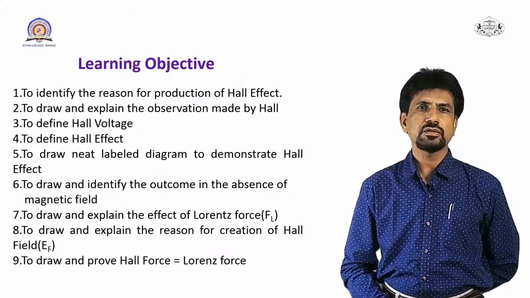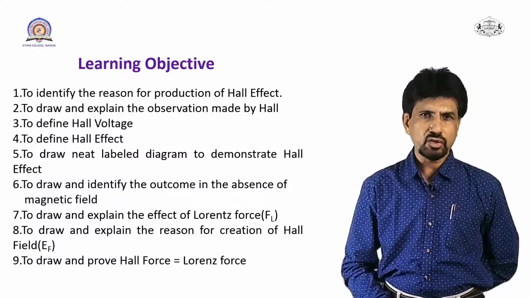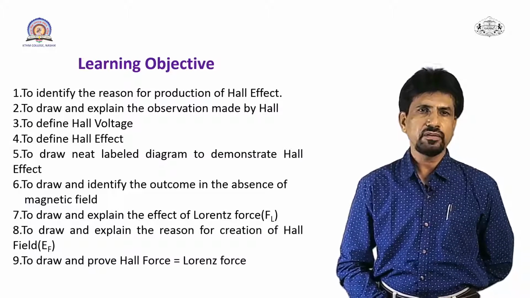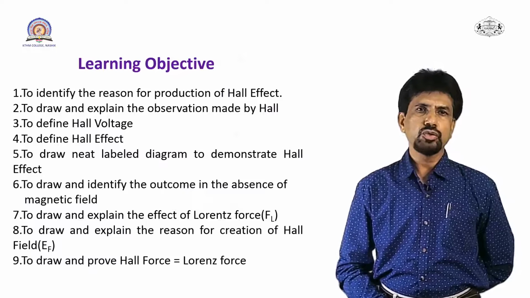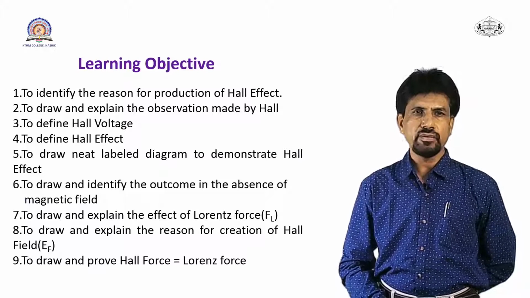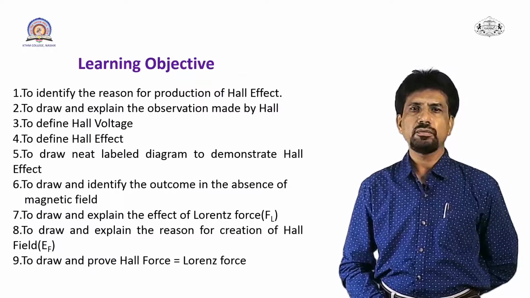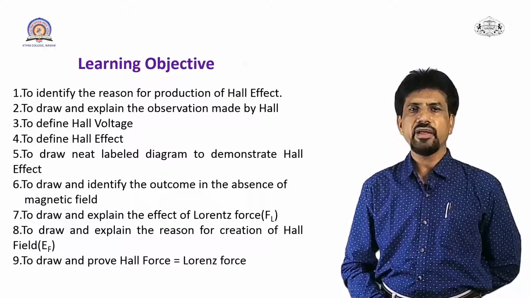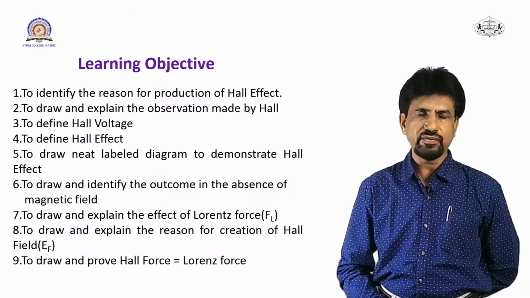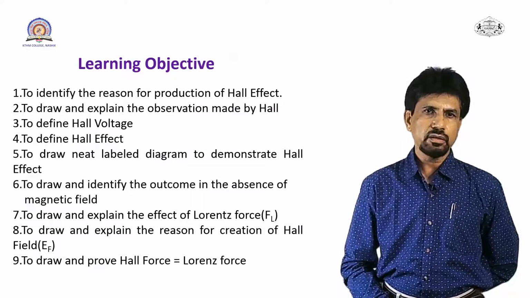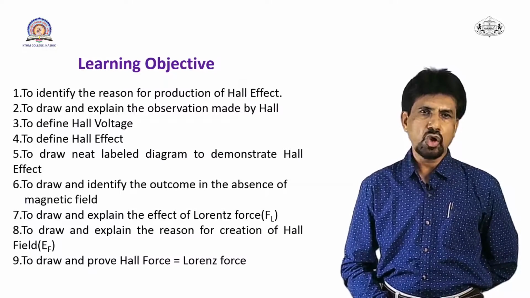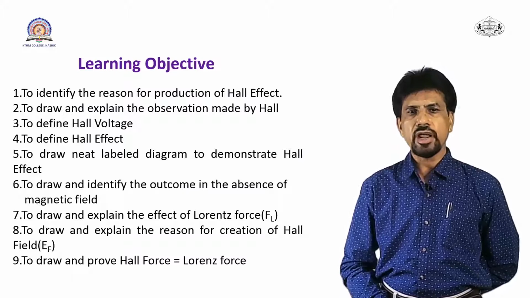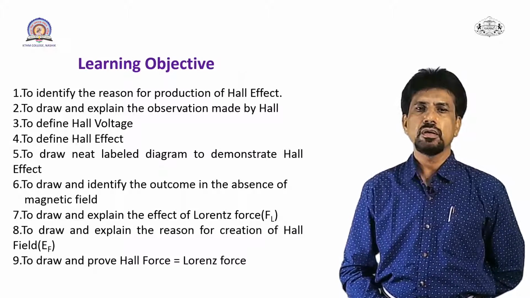The first objective is to identify the reason for the production of the Hall effect, to draw and explain the observations made by the Hall effect, to define the Hall voltage, to define the Hall effect, to draw the neat labelled diagram to demonstrate the Hall effect, to draw and identify the outcome in the absence of the magnetic field, to draw and explain the effect of the Lorentz force, to draw and explain the region of creation of the Hall field, to draw and prove the Hall force is equal to the Lorentz force.